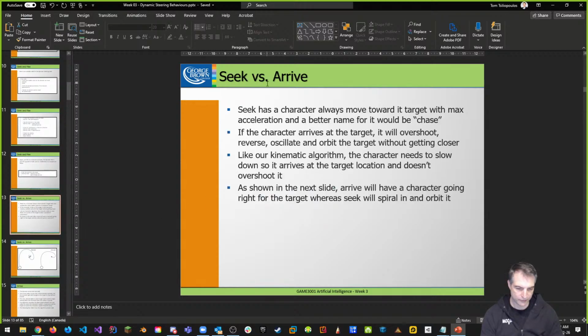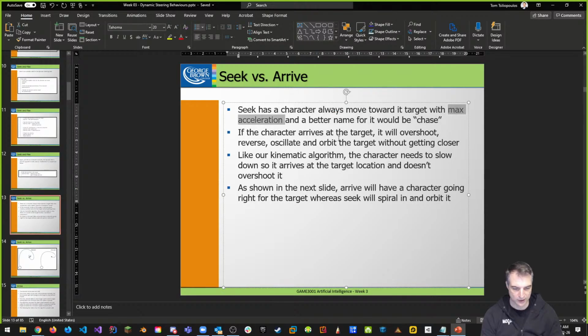What about arrive? We talked about arrival before. The seek character always moves towards the target with maximum acceleration. Maximum acceleration is the way to say it. And again, a better name for it would be chase, because that's what seeking does.